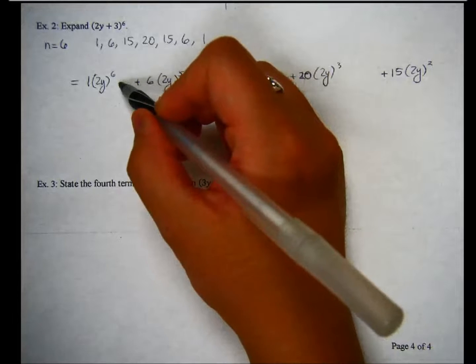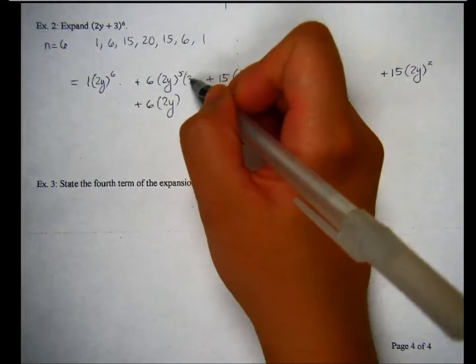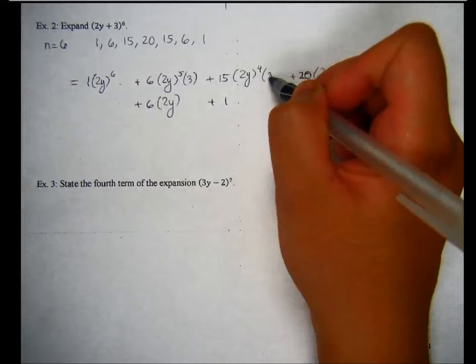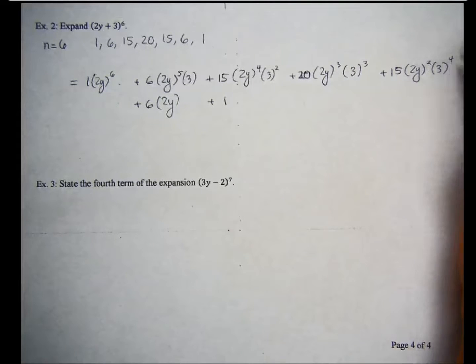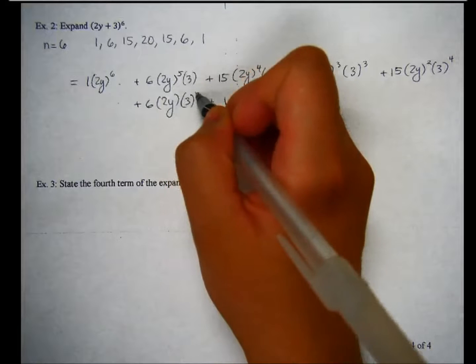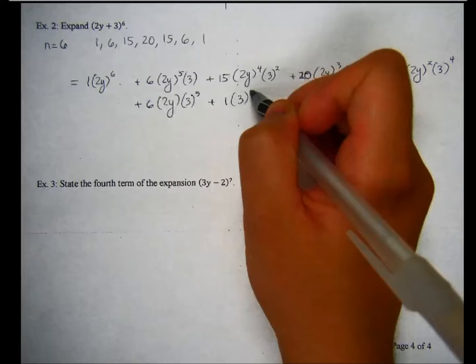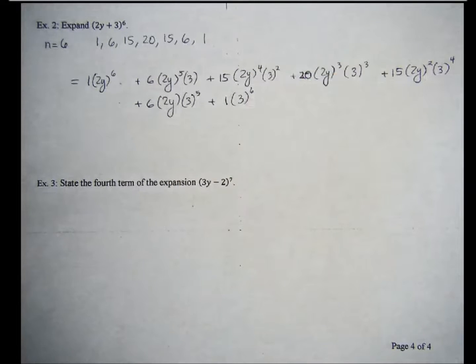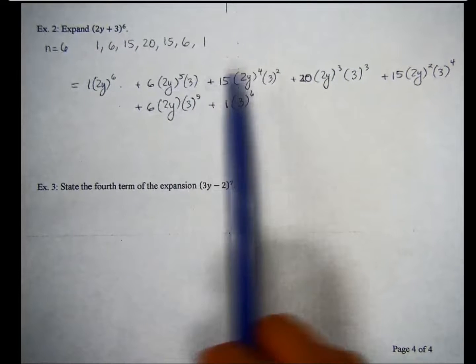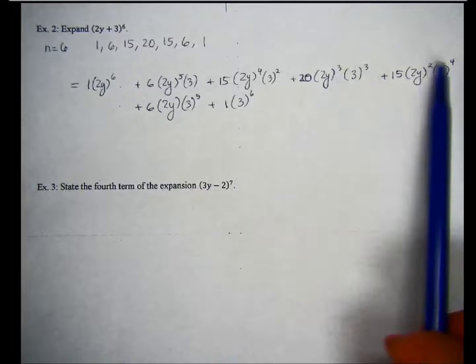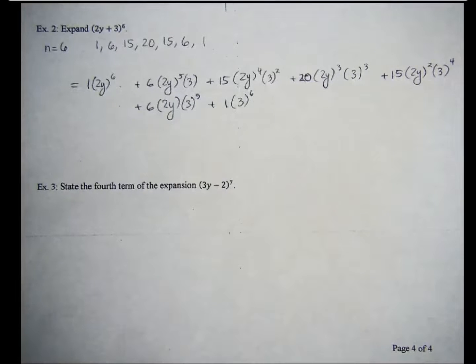And then 3 to the power of 0, I'm not going to write anything. 3 to the power of 1, 3 to the power of 2, 3 to the power of 3, 3 to the power of 4, 3 to the power of 5, and then 3 to the power of 6. And just make sure that when you check over your terms, the exponents in every term add up to 6, which they do. Good. And now just expand everything and simplify.